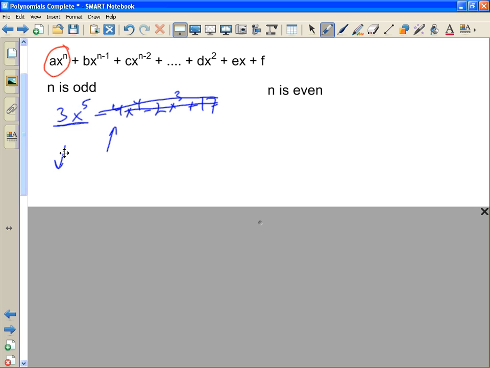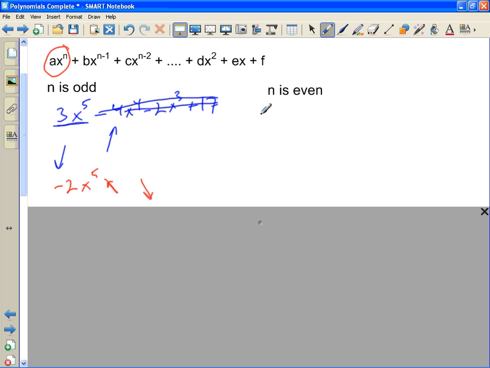Now, if we change the sign, let's say we change it to a negative 2x to the 5th. Well, that negative is, as we learned from our graph transformations, going to flip our graph. So that's going to switch what my end behavior is doing. So now the left side will go up and the right side will go down.